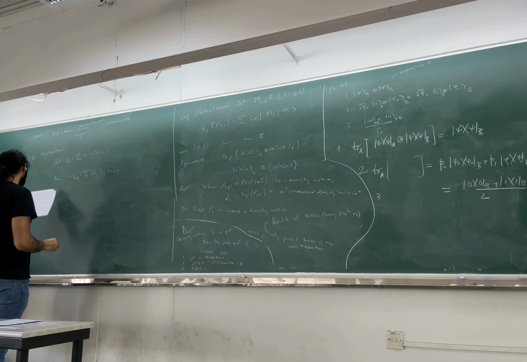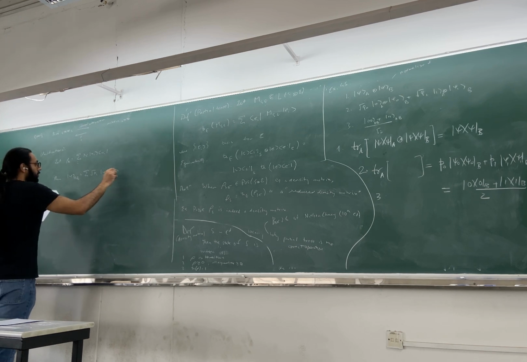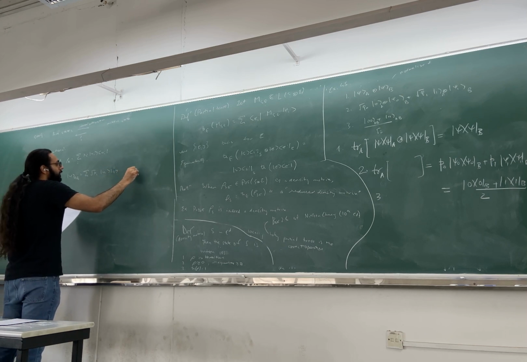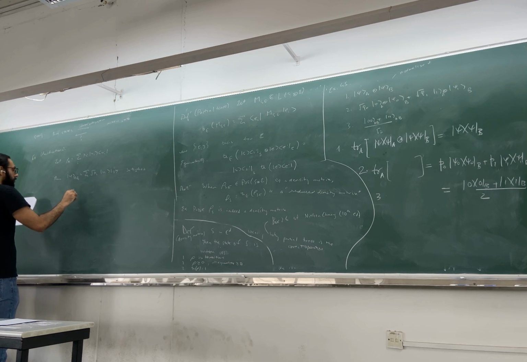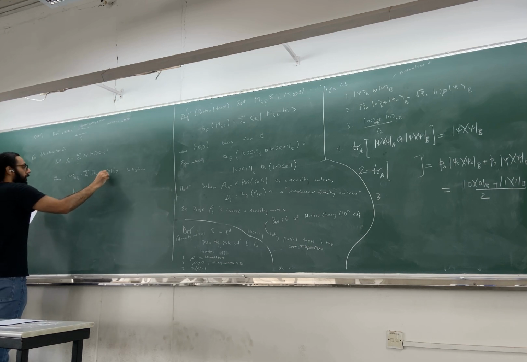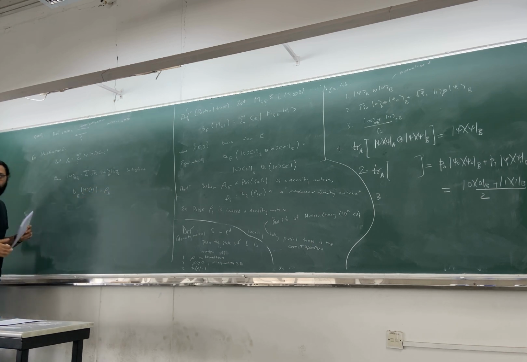Did I define a purification or not? Actually, I wrote it like this: psi AB satisfies trace over system B of psi equals rho A. So it's completely trivial. There's nothing very deep once you know the exercise.